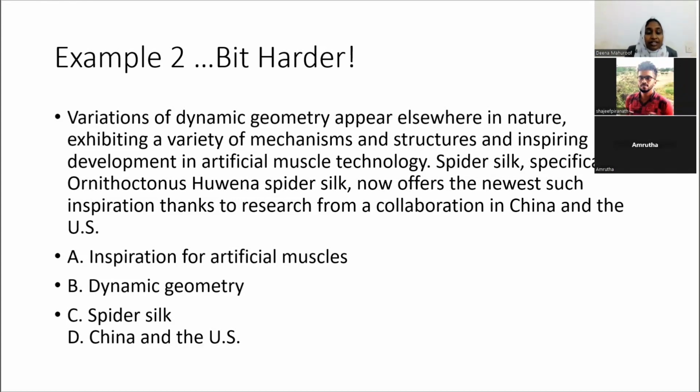Basically you have to read the whole sentence and understand the meaning of the sentence. It says variation of dynamic geometry appear elsewhere in nature, exhibiting a variety of mechanisms and structure inspiring development in artificial muscle technology. So now you understand what that means. It's basically A, inspiration for artificial muscles.